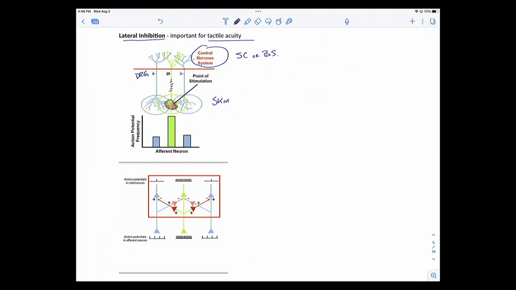So the question is, what kind of help can you give it so that you're being touched there and say not there? Well, that's what lateral inhibition is all about. When you're being touched there, you're having a sensation, I am being touched here. So your action potential frequency is going to be shooting up right there. But what happens is that the adjacent sensory fields actually become inhibited.